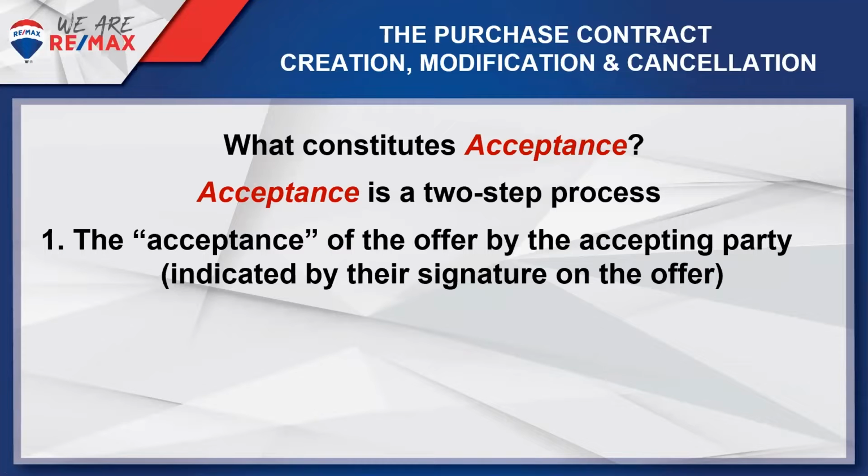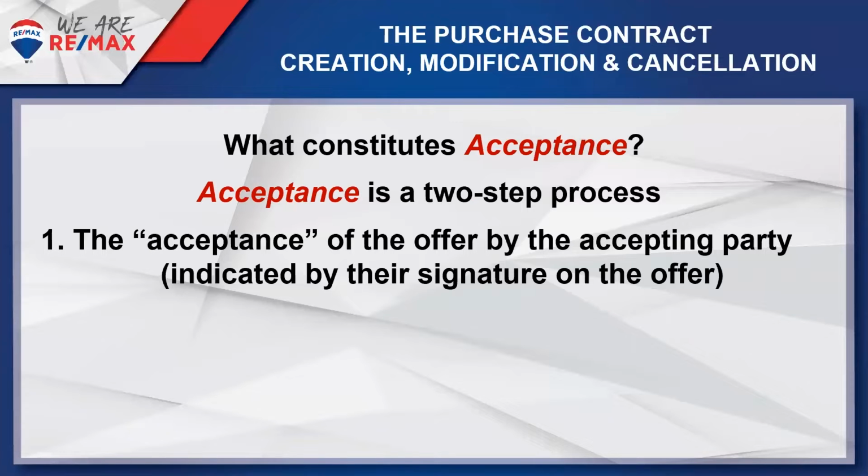Now, offering party and agreeing party or receiving party can be a little confusing because in an RPA offer, the offering party is the buyer. When the seller counters the offer, the seller now is the offering party. They are offering their counter. And the buyer is the receiving party. So hopefully that sort of makes sense to you, and then you can follow along with this definition. Acceptance of the offer by the accepting party.